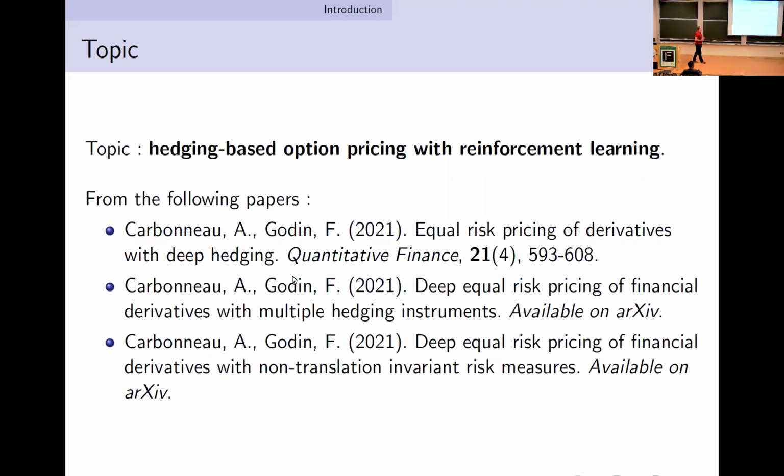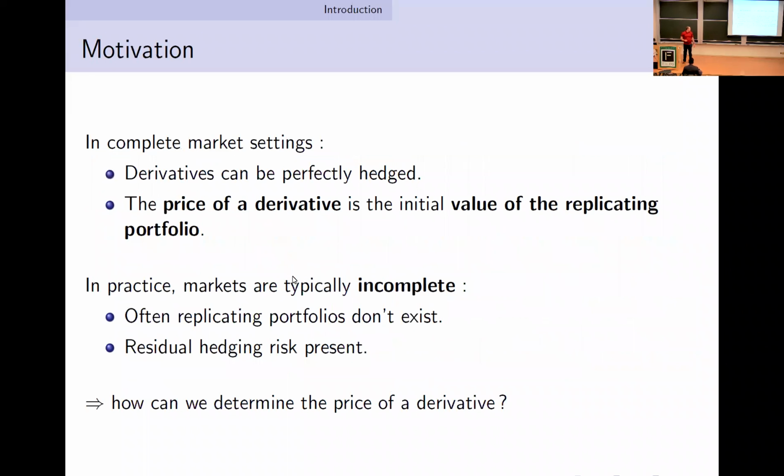The content from this presentation is drawn from 3 different papers that are displayed here. The first one was published in Quantitative Finance, and the other 2 are working papers available on arXiv. So a bit of motivation: if we consider a complete market setting, then it's possible to replicate any derivative with a replicating portfolio, and the pricing is trivial in that case because the price of any derivative is simply the price of the replicating portfolio.